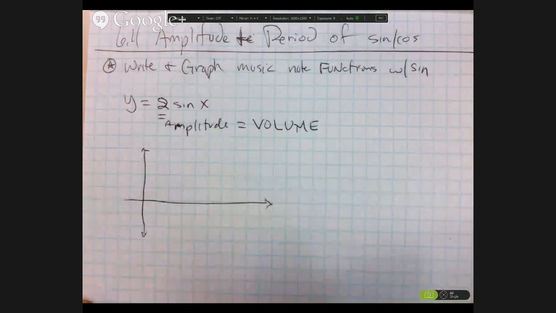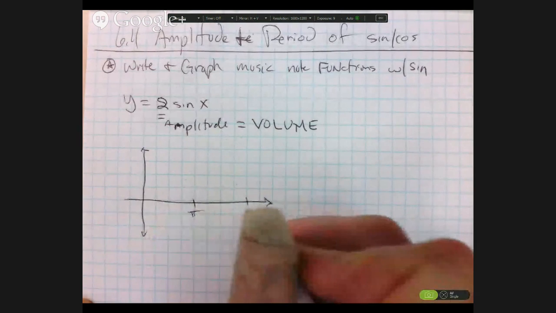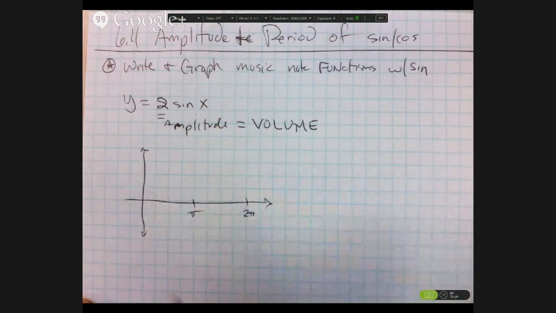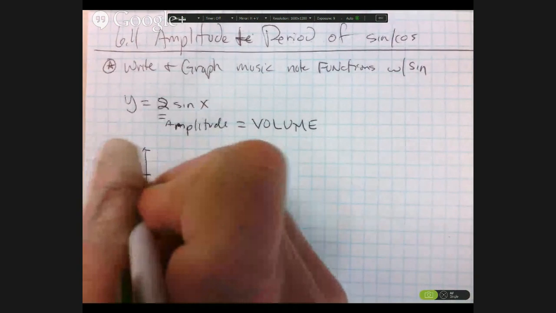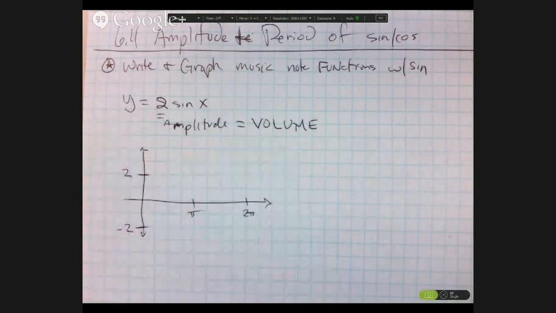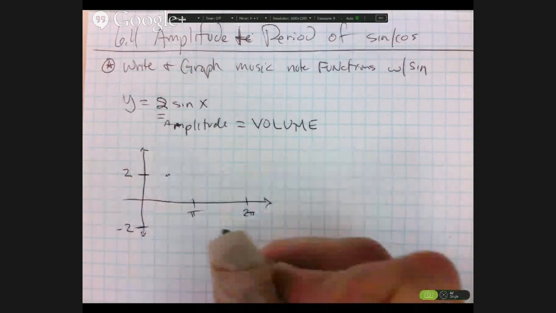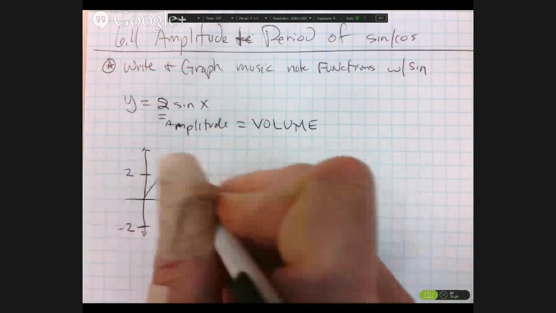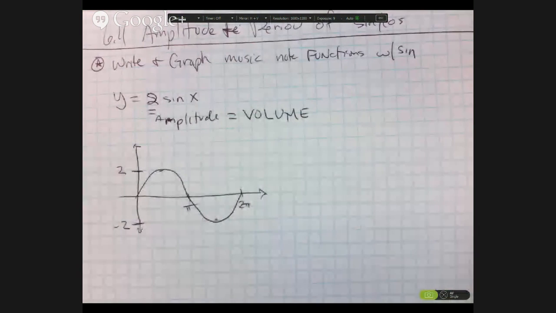Okay, the period is still 2 pi. The only thing that changes is the height of the graph. So generally it's -1 to 1. Now we just stretch it -2 to 2 because it's 2. Like that. Okay. So we just stretched it a touch and made it louder.